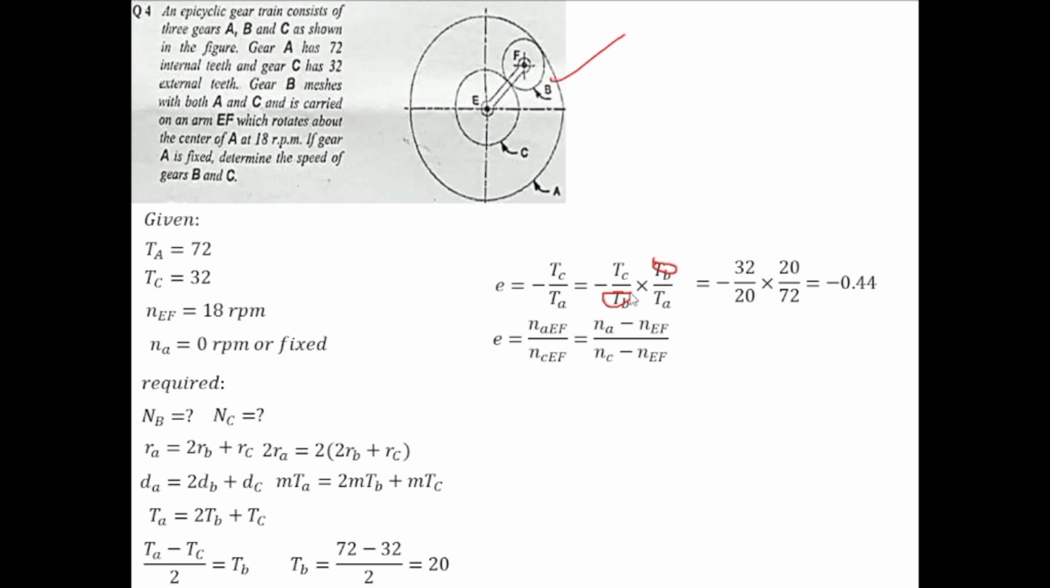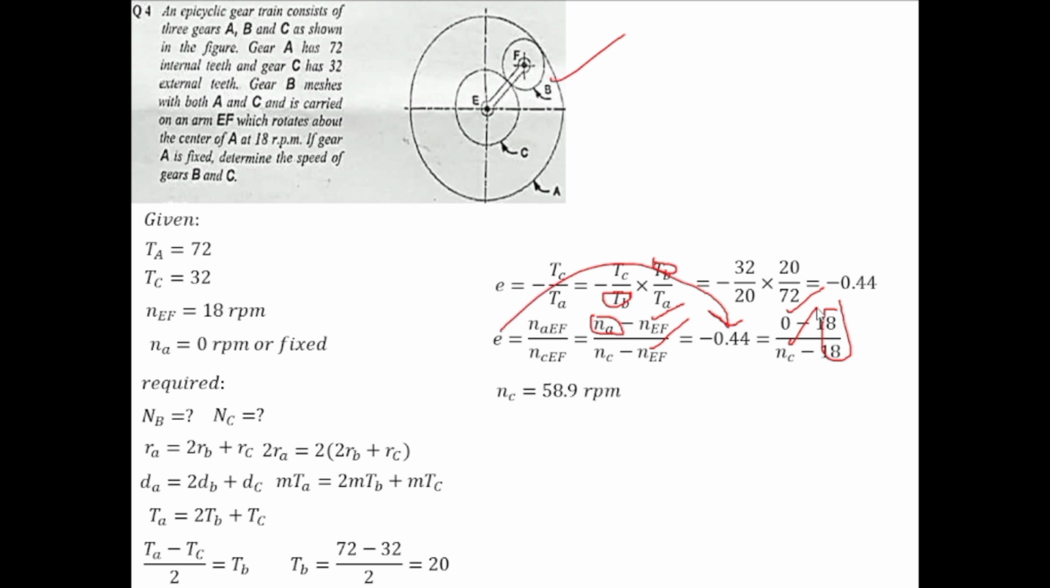So putting the values of the number of teeth of each gear, it will give you E is equal to minus 0.44. So put this E equal to minus 0.44, and as you know that A is fixed, you will have to put 0 rpm, and the rpm of the arm is 18, so put 18 over here, and rearrange this equation for nC, it is going to give you nC is equal to 58.9 rpm.